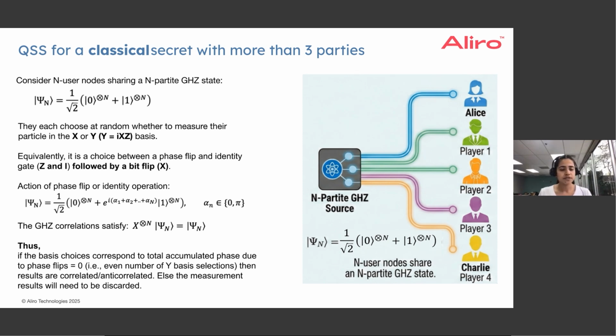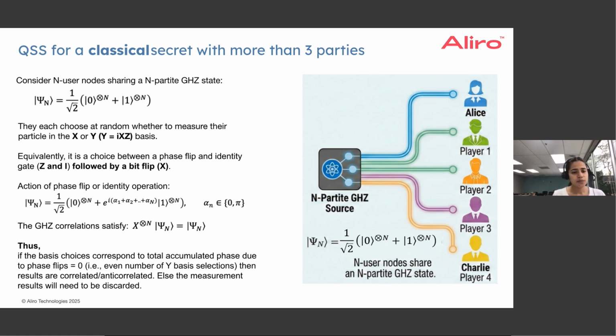So having understood that, let's see the action of the phase flip or identity operation on this GHZ state. Here we have an expression where all the different phases that are accumulated, based on application of the phase flip or identity operation, are written down in terms of alpha 1 through alpha n, which are all combined in this term that goes into the GHZ state. They're all occurring in the exponential. These are phases, and they can either take a value of 0 if identity was applied, or pi if the phase flip or Z gate was applied.